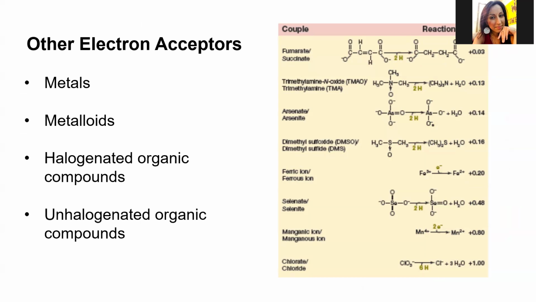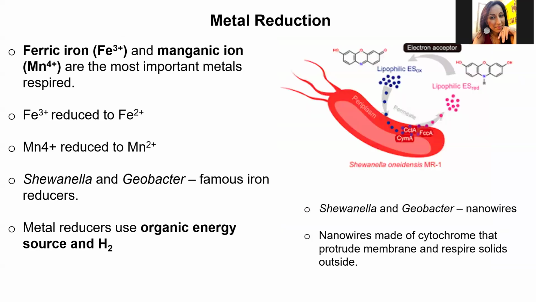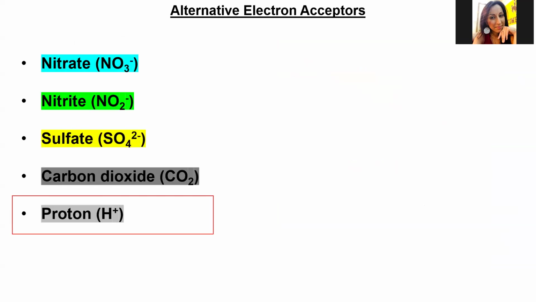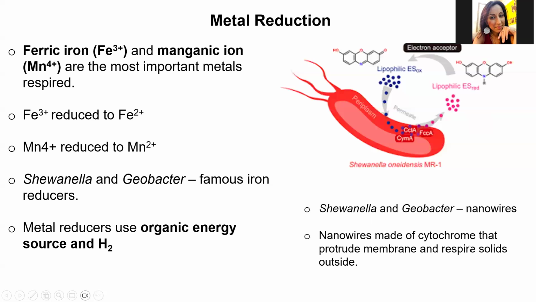So, what are other electron acceptors that we have? Just listing a few, I'm not going to ask all of them, but it's important to know that metals can also be electron acceptors. Iron can be: iron 3+ can be an acceptor, and iron 2+ can be a donor. Metalloids, halogenated organic compounds, they're really interesting, and many unhalogenated compounds. Metal reduction: iron and manganese.